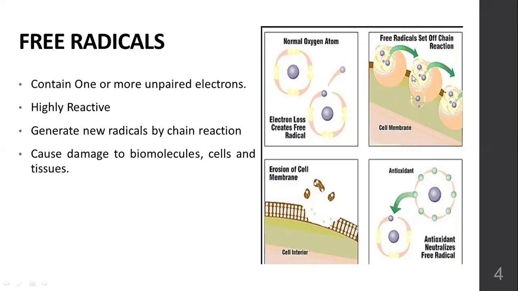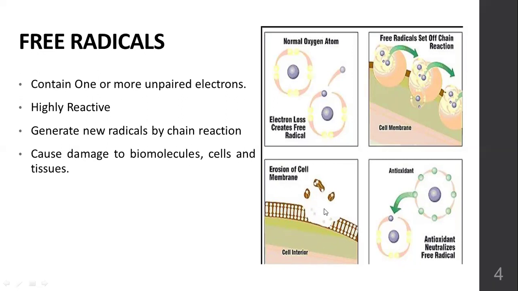These radicals will also move forward and attack other cells to gain one electron. All they're doing is trying to gain one electron to stabilize themselves. It sets off a chain reaction, one after the other, one after the other. A lot of cells will undergo damage, and the cell membrane will undergo erosion.